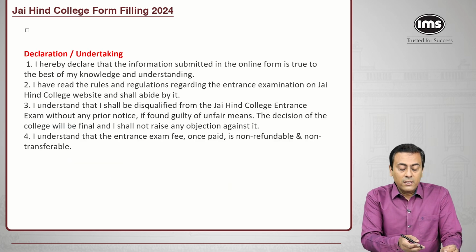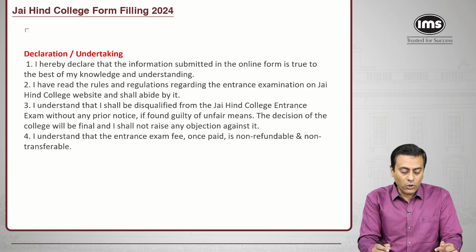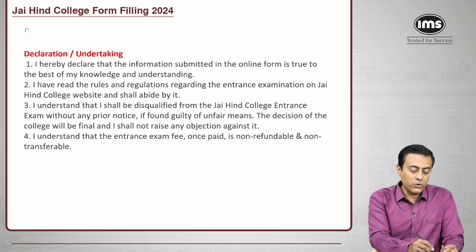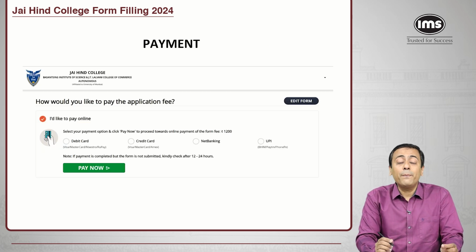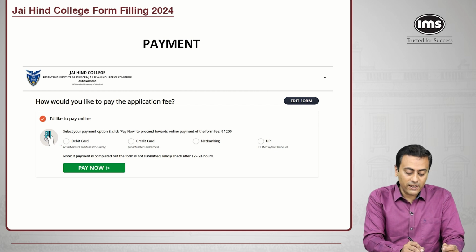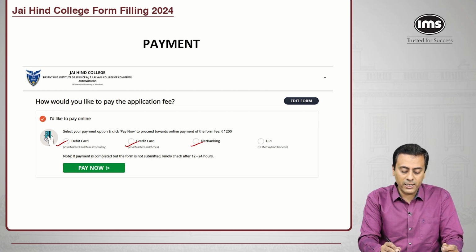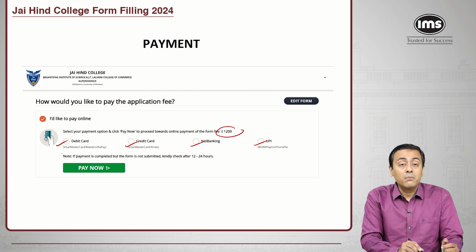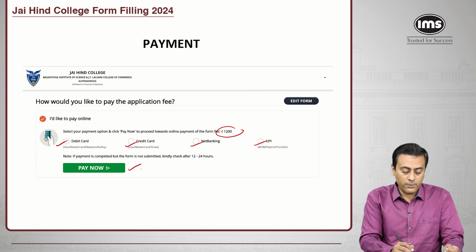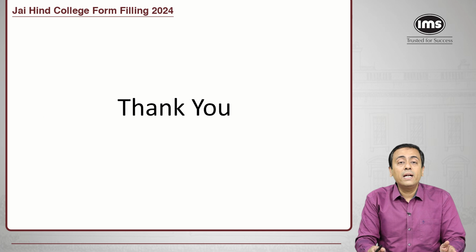Then, the last point is the undertaking. Just read all the 4 points carefully, tick the checkbox and it will ask you to submit. Then the last form step is the payment. You can make the payment either with a debit card, credit card, net banking or UPI. The total amount to be paid is 1200 rupees. Click on whichever medium you want to make the payment and hit the pay now button. The moment you hit the pay now button, the form is duly filled and you will be notified on the registered email ID and the mobile number.